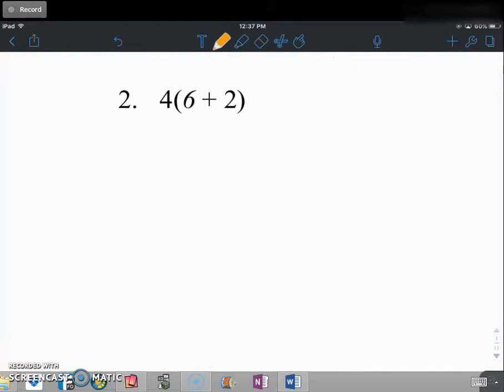Moving on to the second question. Again, we're going to start inside our parentheses. And 6 plus 2 is 8. Now, I don't know if we've been taught this before, but when we write things right next to each other and there's no visible operation, we're going to multiply. So 4 times 8 is 32.